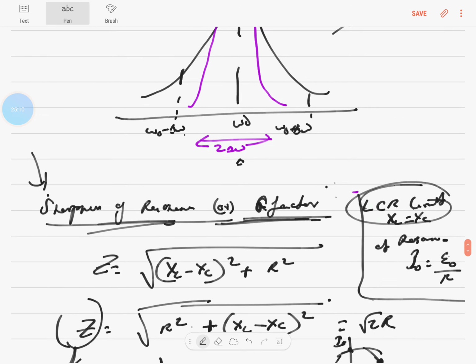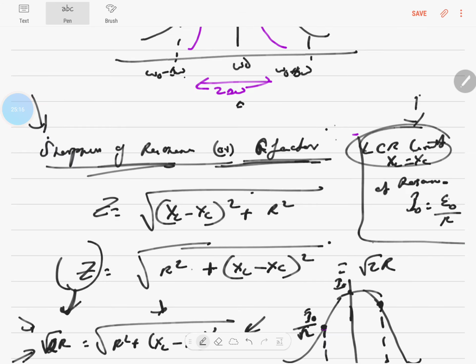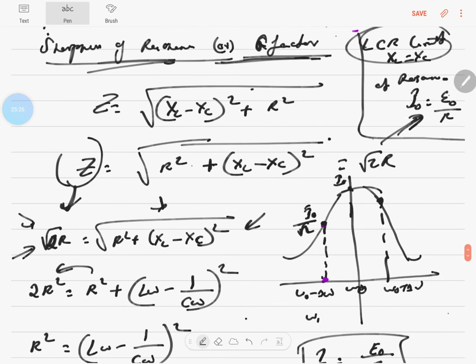Okay, so let's look at this. You know that in an LCR circuit, when resonance occurs, XL is equal to XC, and you get current equal to E naught by R. You know all this. You know the graph is like this. This is I naught, and you're going to study for some RMS value, I naught by root 2, which can occur on either side. I'm going to study for this position.